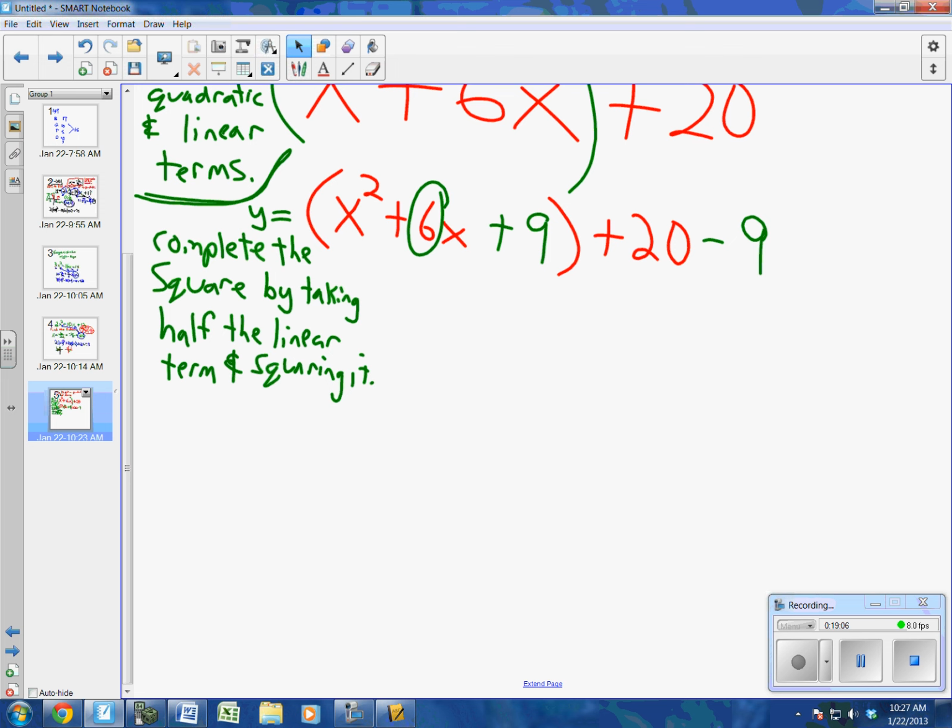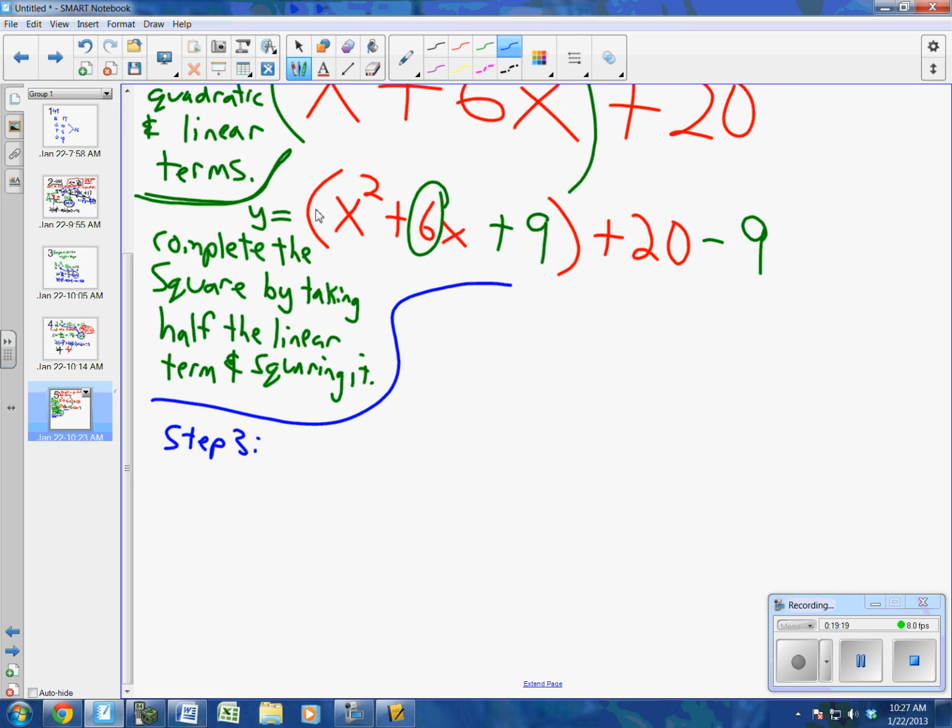You guys ready for step 3? Step 3. This was step 2. And this was step 1. Okay, step 3 is to factor the trinomial and add the constants.